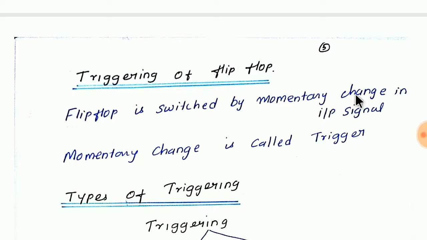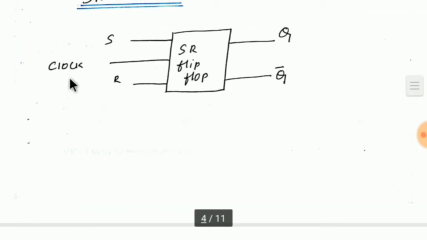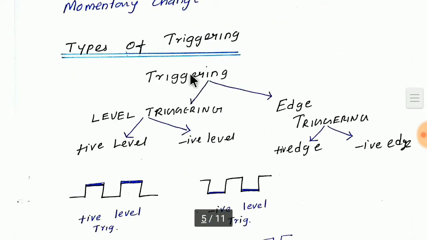A flip-flop is switched by the momentary change in the input signal. This momentary change is called the trigger. The clock pulse, the clock input that we are going to give, is known as triggering. These types of triggering are level triggering and edge triggering. Level triggering is again classified into positive level triggering and negative level triggering. Edge triggering is again classified into positive edge triggering and negative edge triggering.